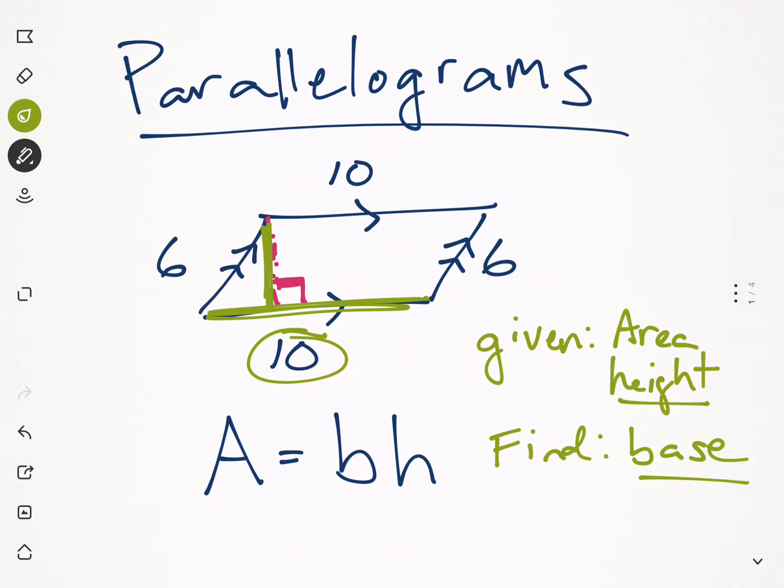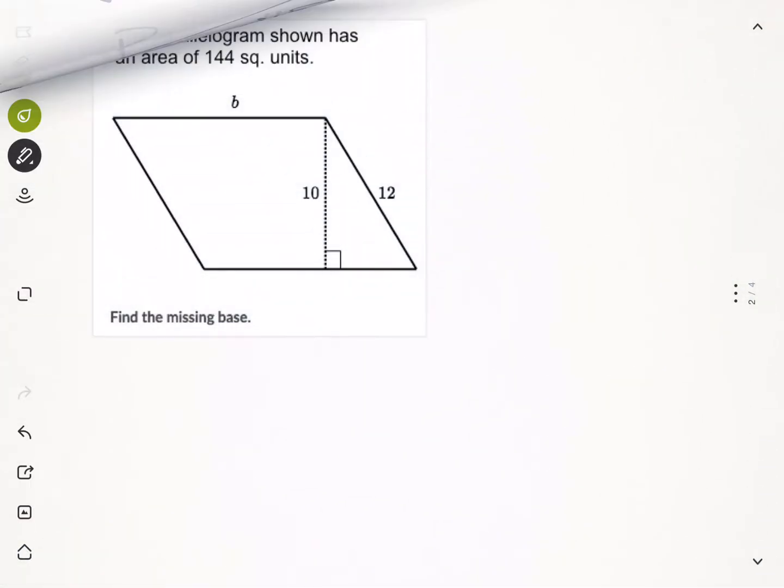Now we're going to look at the algebra on the next page, but basically, if we're working backwards, instead of multiplying, we are going to divide. So let's look at a few examples.